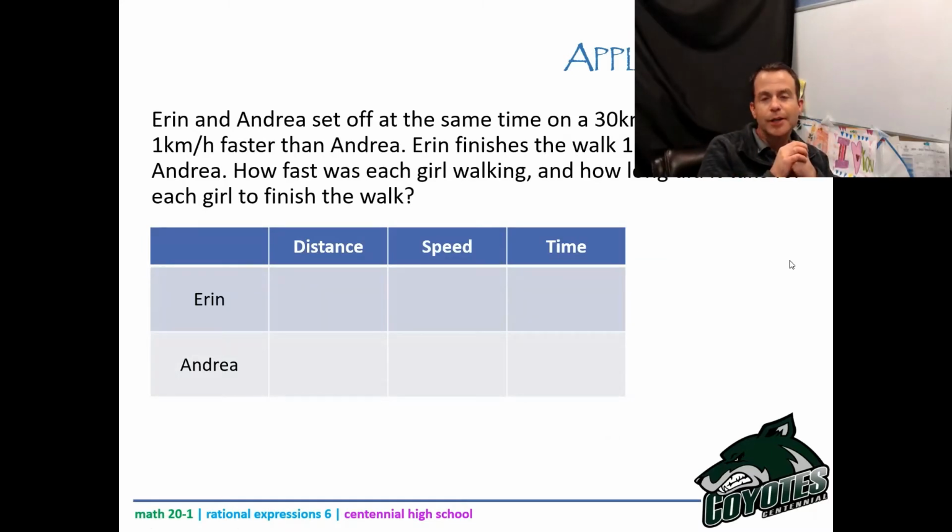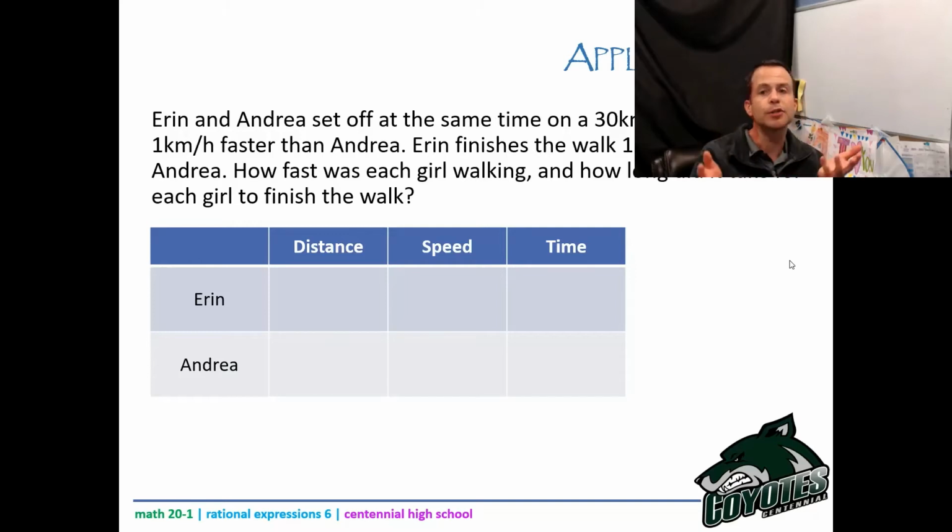Aaron and Andrea set off at the same time on a 30-kilometer walk. Aaron walks 1 kilometer faster than Andrea. Aaron finishes the walk 1 hour ahead of Andrea. How fast was each girl walking? And how long did it take for each girl to finish the walk?